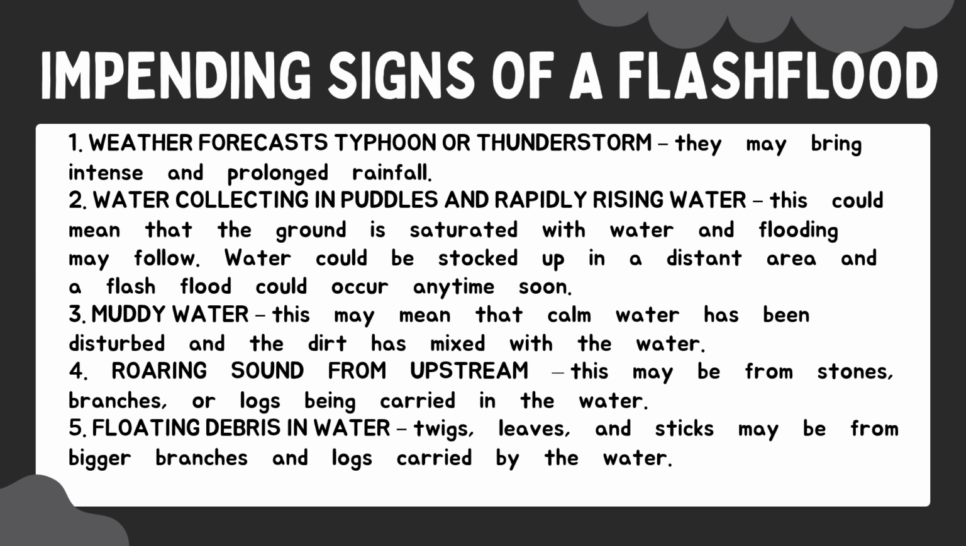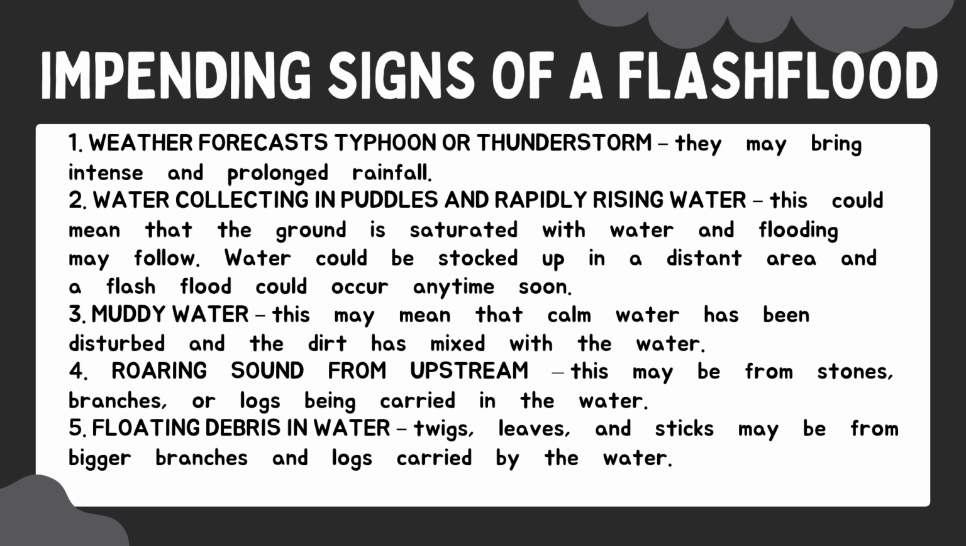Okay? The next sign is the roaring sound from upstream. Now, a roaring sound coming from upstream can be a sign of a large amount of water rushing down a river or stream. Now, this can be caused by debris like stones, branches, or logs being carried along by the water. Now, it can be a warning sign of an impending flash flood.